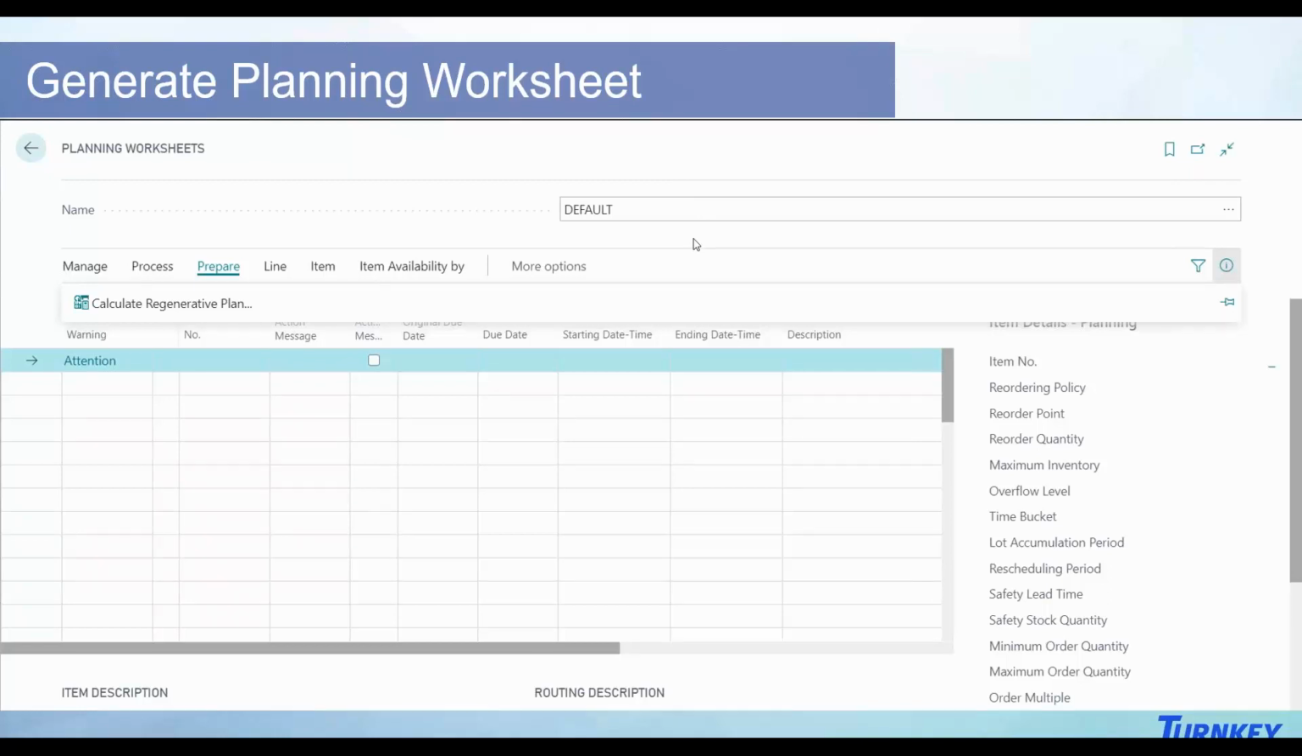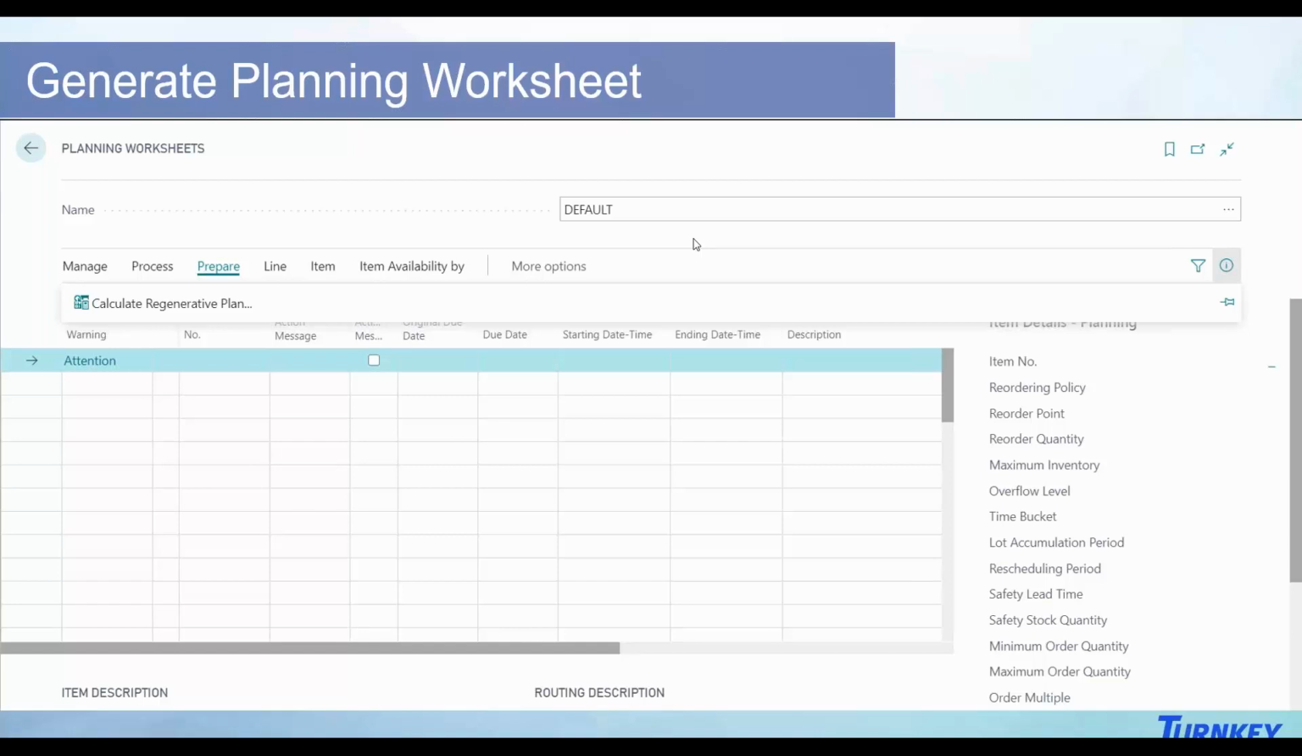I'm going to go into my live demo now and just give you a quick look. I've got some demo data here that may or may not be as deep as we need, but one of the things we'll do is go to our planning worksheet. And this is basically where all your planning will be done daily, weekly, however often you want to run it.